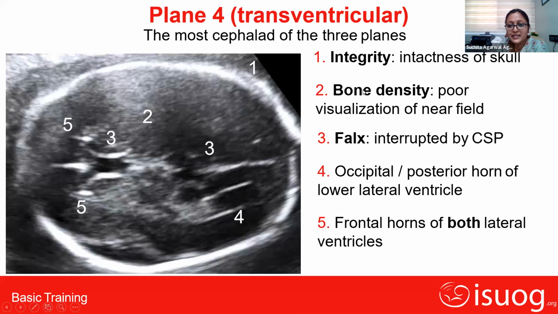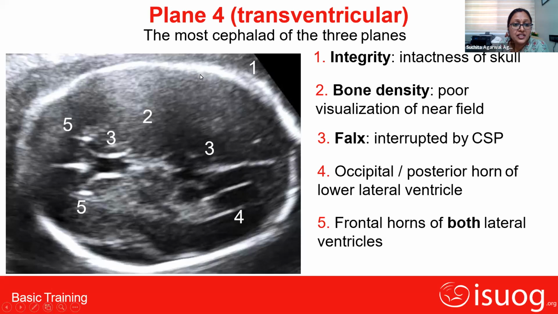Then bone density. How is the bone density? We have to look at the bone density. It signifies the mineralization of the bone. How good is the mineralization? If the mineralization is good, then because of the reverberation artifacts, you won't be able to see the near field. This is the near field. You won't be able to see the near field carefully.